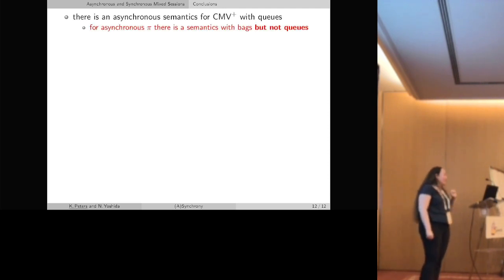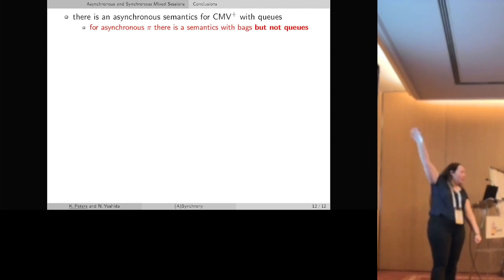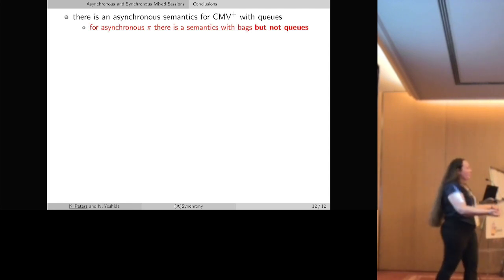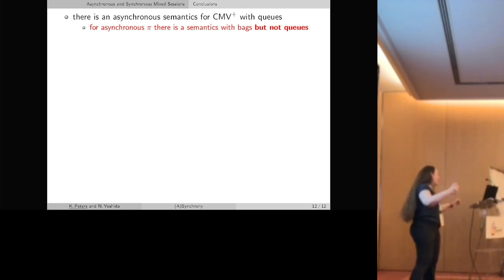interesting, because for the asynchronous calculus, what you find is only bags, not queues, explicitly not queues. So for all the session type calculi that we know, even binary, what we find is queues, not bags. So already we do have asynchronous communication, but it's not the same as in the asynchronous calculus. It's a more guided form of asynchronous communication. It's nice, just a side remark.